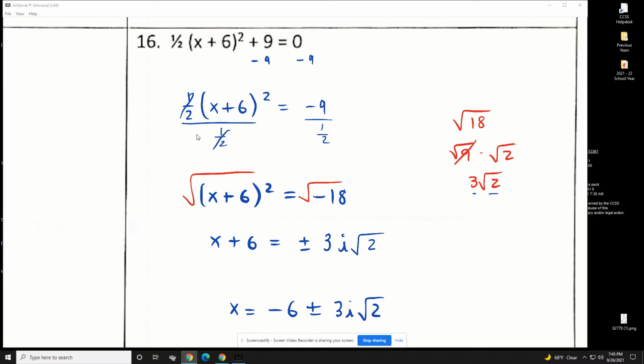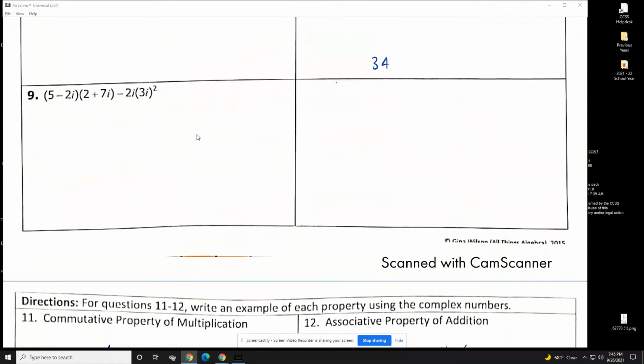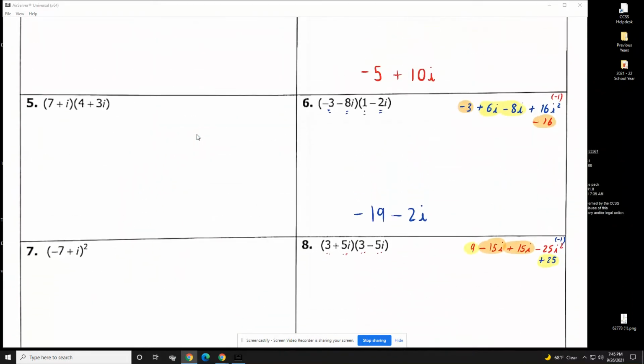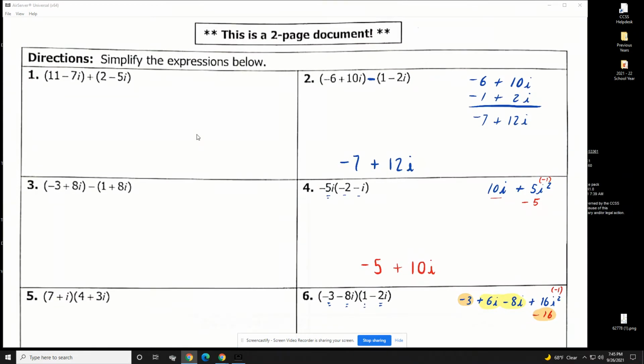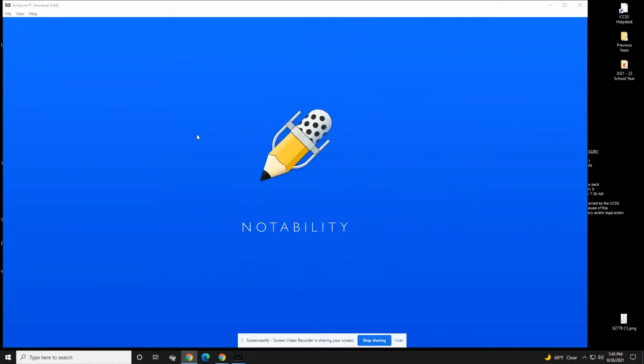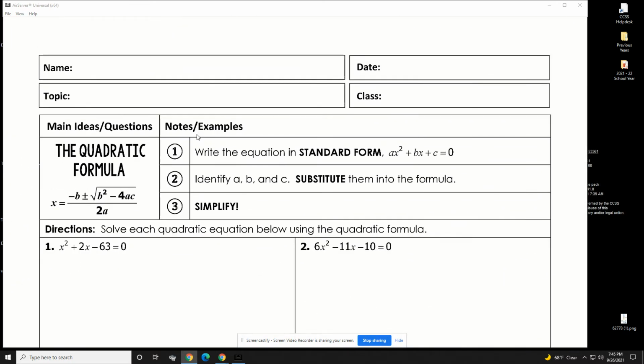Okay? So that was your homework from the other night. Hopefully you guys did a good job on that and are ready to move along. Okay? All right, so at this time you should be getting, or maybe you've already gotten, your note sheet for today that is dealing with what we're talking about, and that is called the quadratic formula.